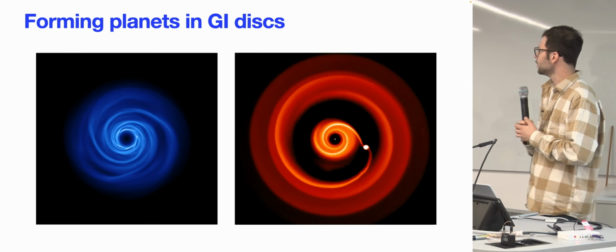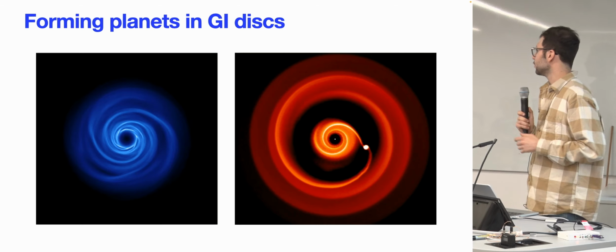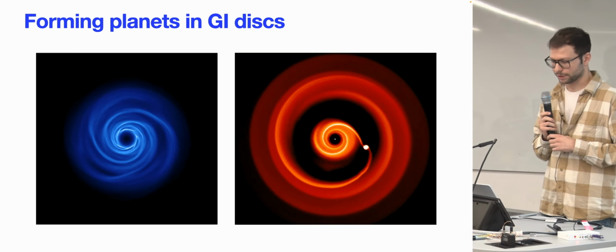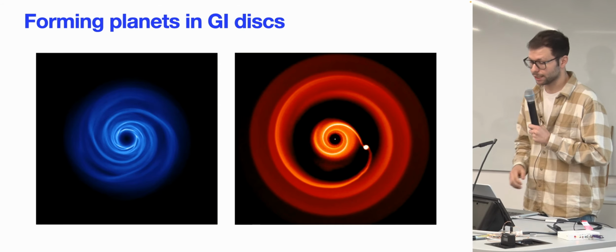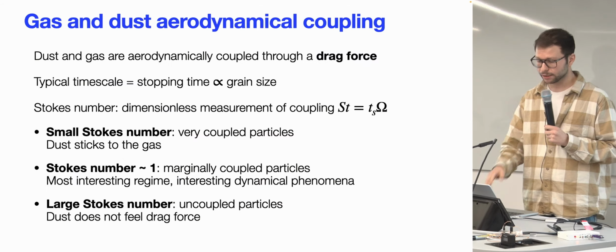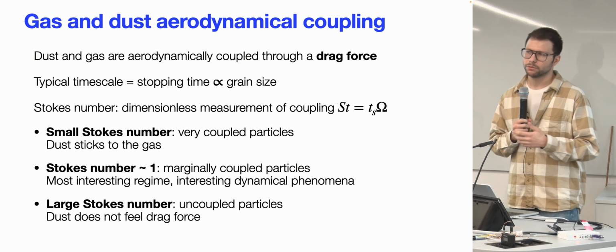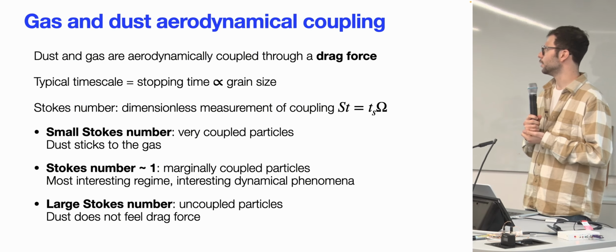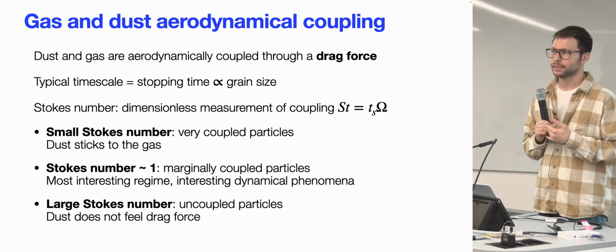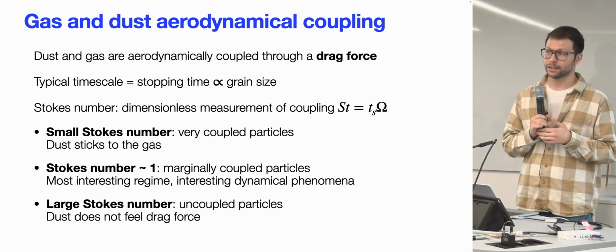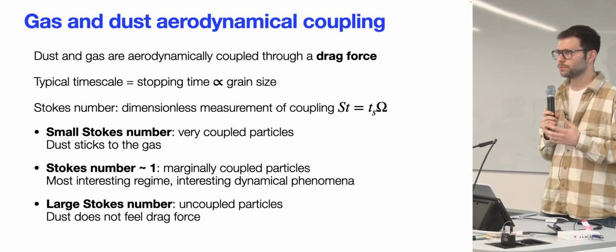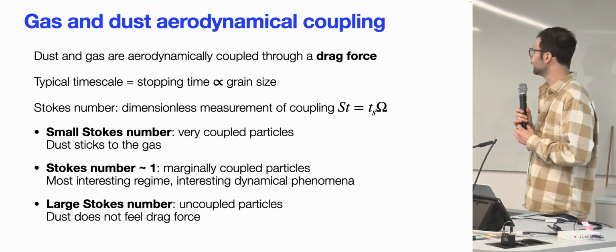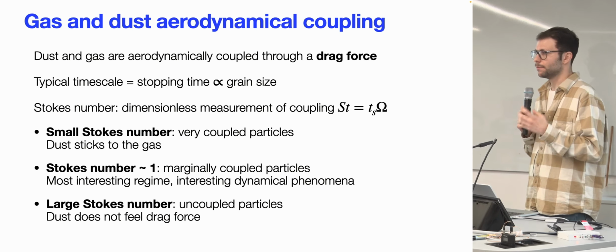Okay, so now I want to talk about the second topic of the seminar, that is planet formation in gravitationally unstable disks. And when we talk about planet formation, what we need to introduce is the dust component and the aerodynamical interaction between gas and dust. So protoplanetary disks are composed of gas and dust with a mass ratio of 100 to 1. And these two components are aerodynamically coupled.